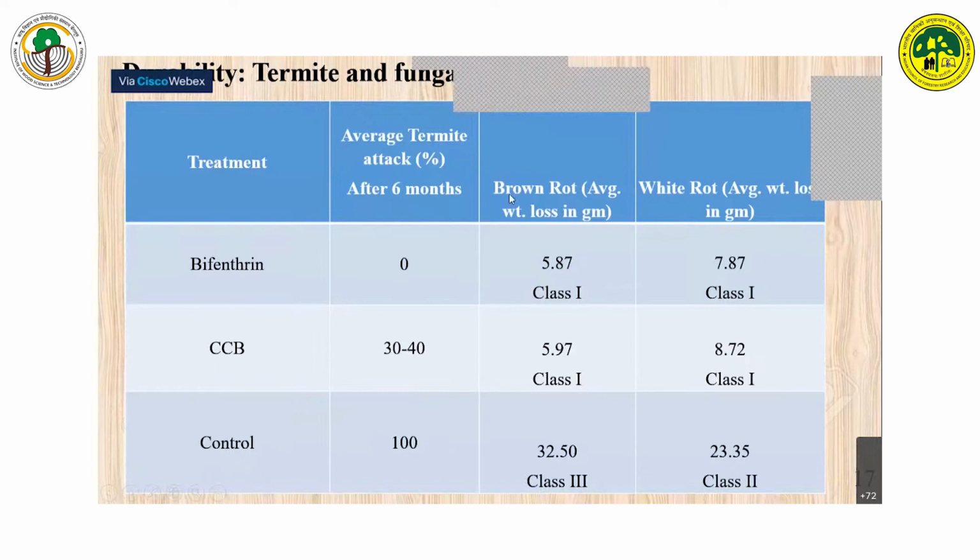Same we did for brown rot and white rot. Two species we have taken for brown rot and white rot as well. Here we can see average loss in grams, and below is given the durability class on the basis of the performance in the test conducted in the IWST laboratory. Bifenthrin is giving class 1 results. CCB is also giving a class 1 result in case of fungus, but control again is perishable for these biodegrading agents.